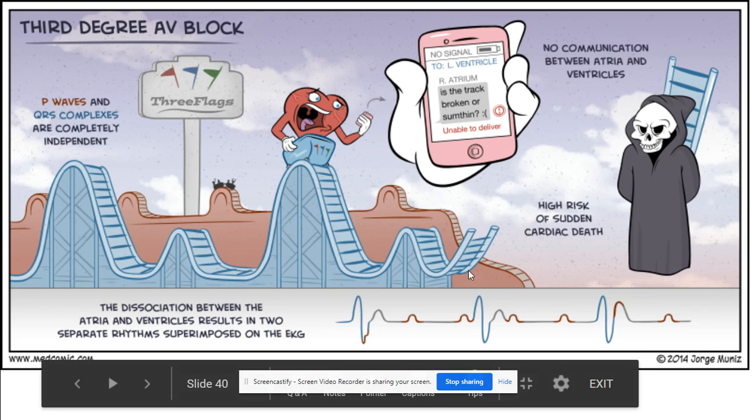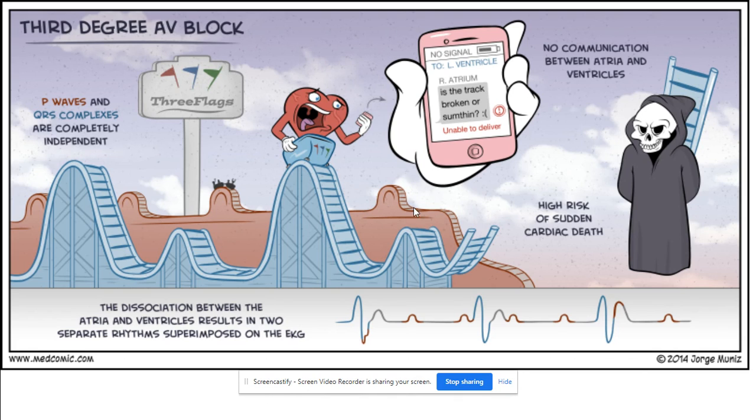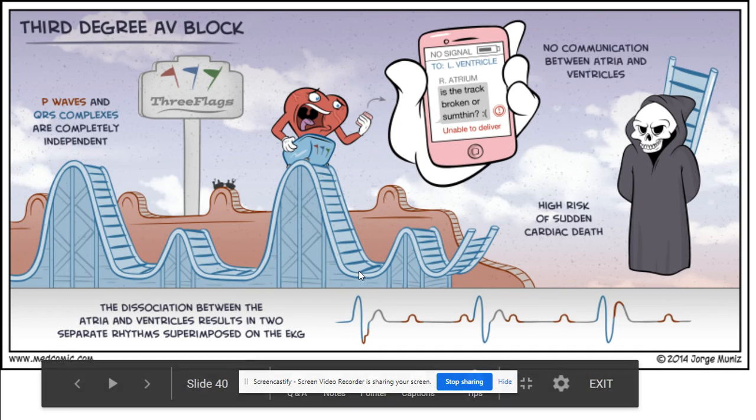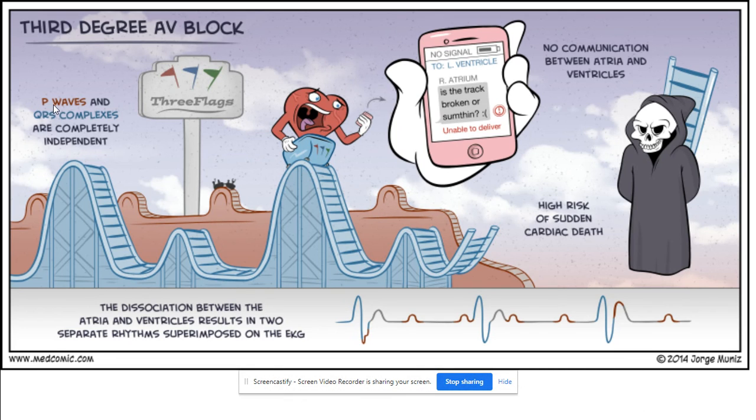So I like this animation here of, in pink back here, or red, are our P waves. And they're just going along, doing their own thing. It's a completely separate roller coaster. And then we have our QRS and our repolarization, and our QRS and our repolarization, and they're riding their own ride. So the P waves and the QRS complexes are completely independent.